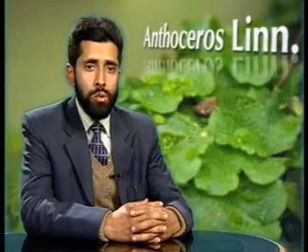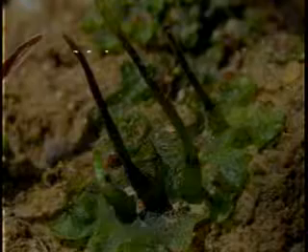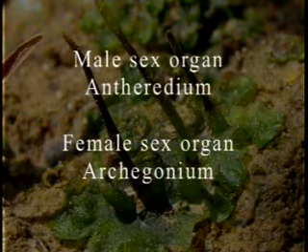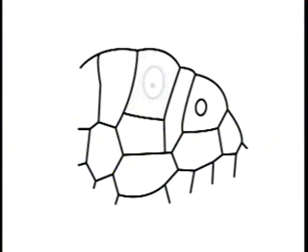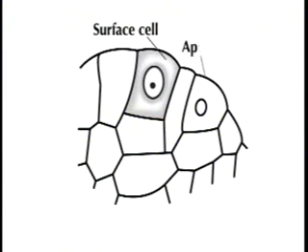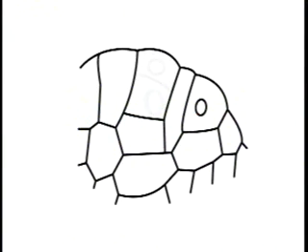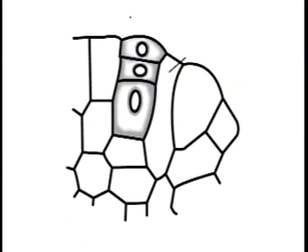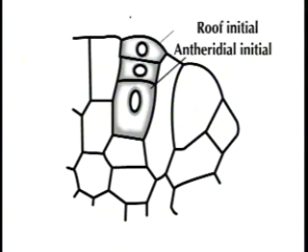Now let's discuss the sex organs of this genus, which include the male sex organ known as antheridium and the female sex organ called archegonium. The antheridia develop endogenously from a surface cell which has denser cytoplasm and a conspicuous nucleus. It divides periclinally into an inner segment and an outer segment. The former functions as an antheridial initial and develops into an antheridium or antheridial cluster. The outer segment is the roof initial, which forms the 2-layered roof of the antheridial chamber.